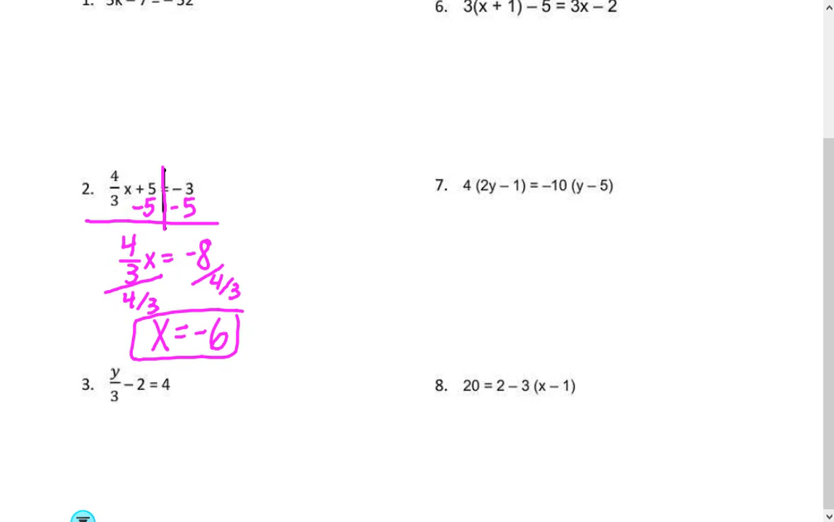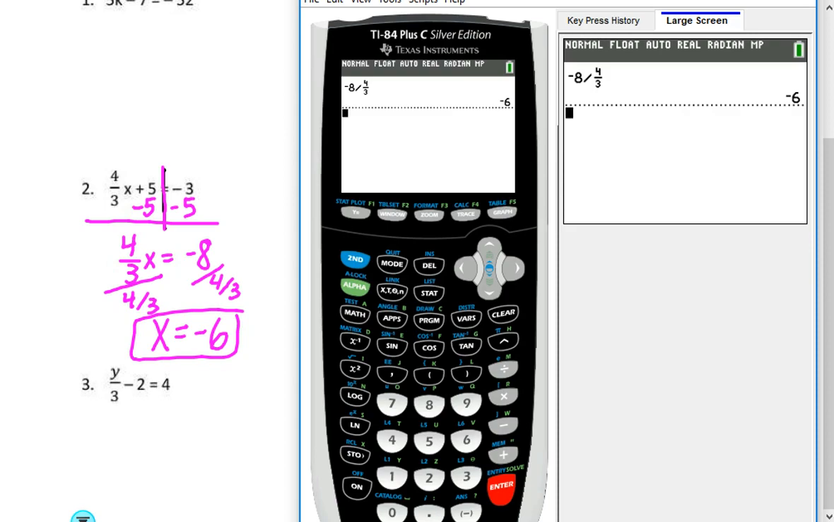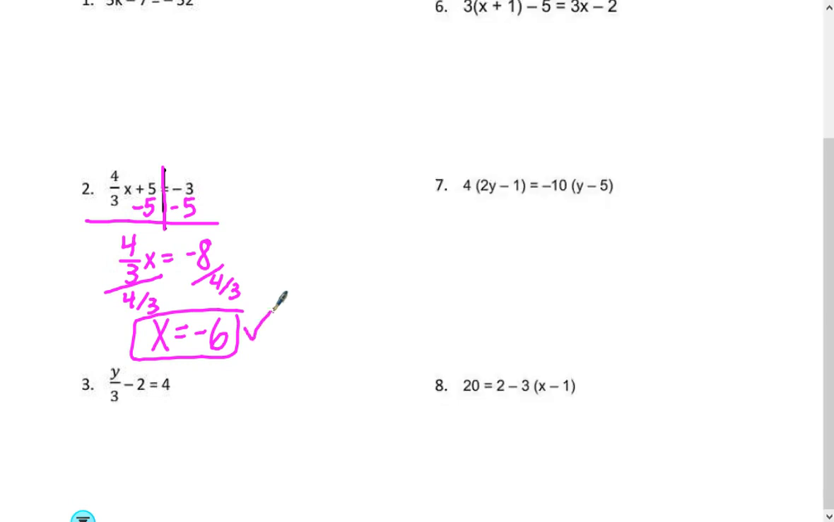Remember, the beauty of this test is that you can check yourself before you wreck yourself. So make sure that you're taking the extra time to plug your answer back in. So I can say 4/3 times x, which I think is -6. I'm going to replace it using my parentheses, plus 5, and that should equal -3. So I know for sure I got that one right.